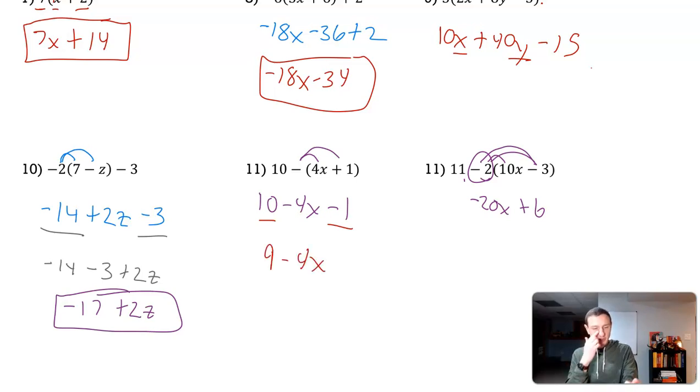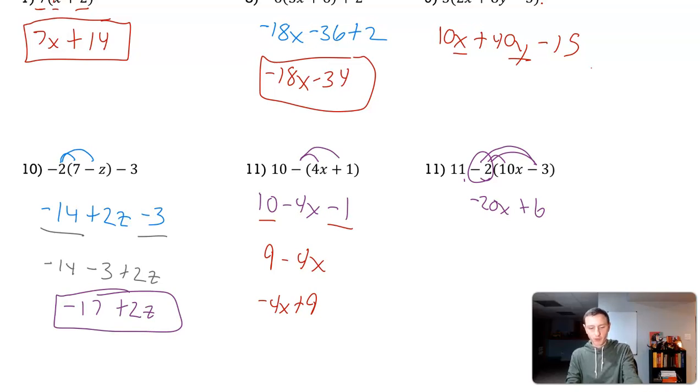You could have rearranged it as 10 minus 1 using the commutative property, but just to save a little time there. You could write this as 9 minus 4x or negative 4x plus 9. You just want to make sure your signs are correct. This is a positive 9, so it needs to be plus 9. This is minus 4x, so it needs to be negative 4x.